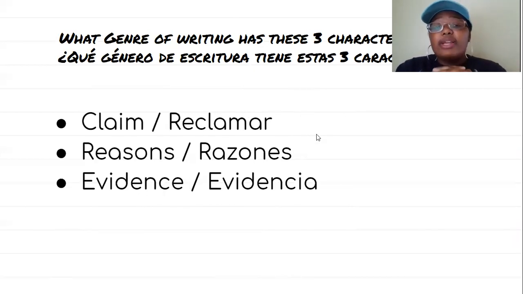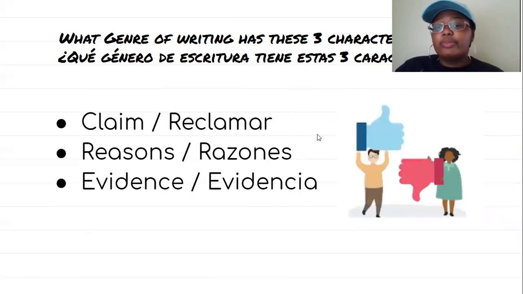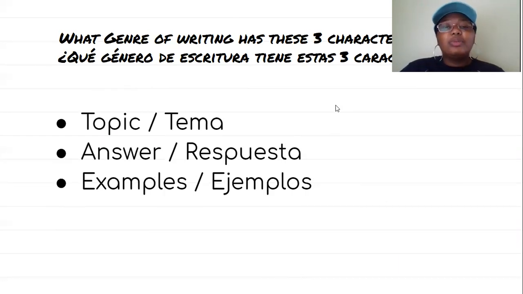So what genre of writing has these 3 characteristics? We have our claim, our reasons, and our evidence. What genre of writing has the claim, reasons, and evidence? So you should have gotten that this is our argumentative essay. In our argumentative essays, we have our claim, our reasons, and our evidence to develop our argument and state our points.